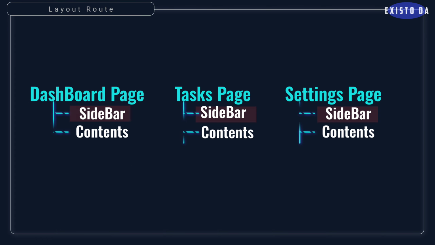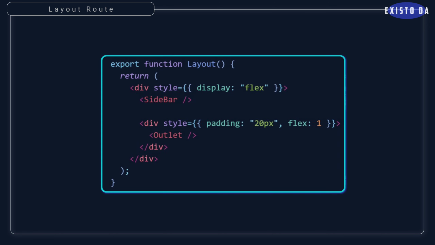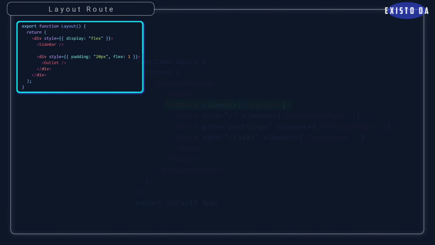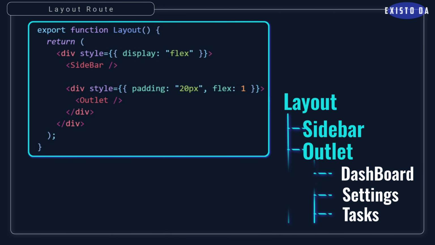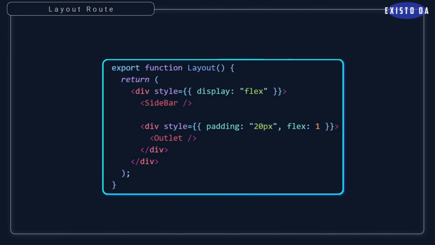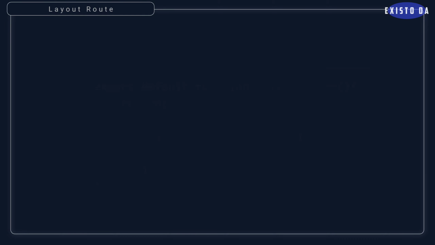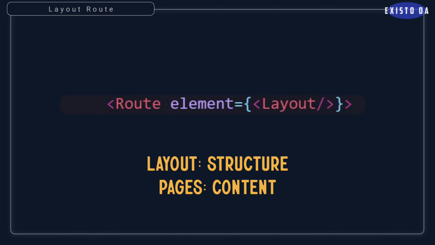Instead of repeating the layout everywhere, we create one layout component, and React Router renders the current page inside it. The Outlet component renders the current page inside the layout. Think of it like a placeholder. Now the sidebar lives in one place. Each page only contains its own content. React Router handles the layout automatically.